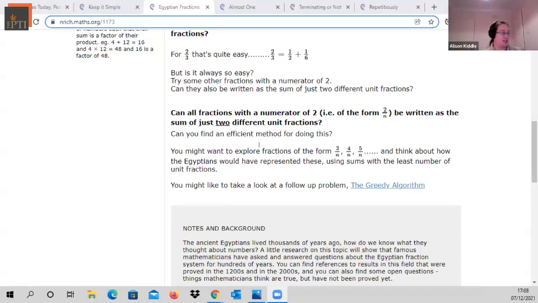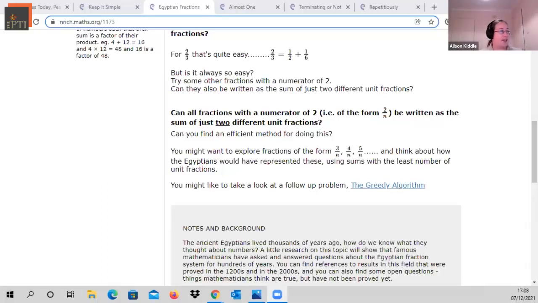No, please don't apologise. Okay, so the follow-up problem to this, the third in the set of three Egyptian fractions problems, is the greedy algorithm. We're not going to look at it. It's a very nice one to go away and have a think about, because it sort of finishes off the story about which fractions can and can't be written as sums of unit fractions.